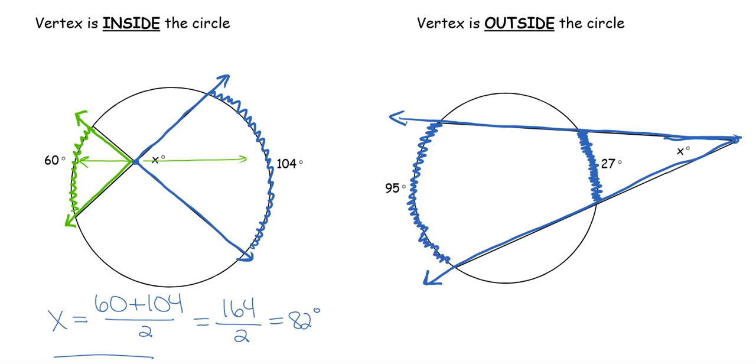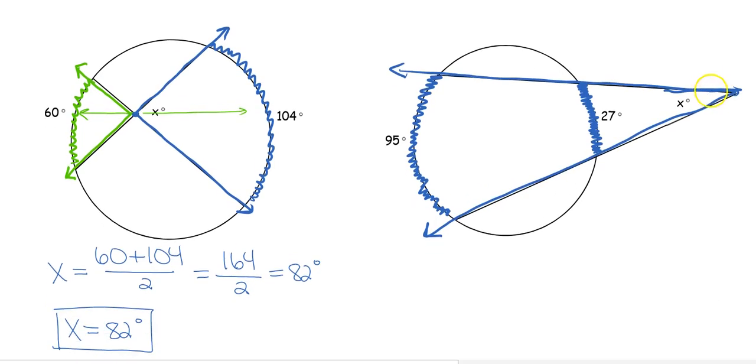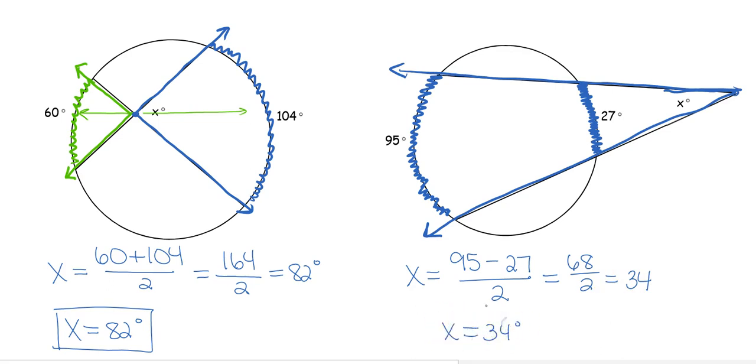Now our formula for this one is very similar to the last. When it is outside, that missing vertex angle is the big intercepted arc minus the small intercepted arc, cut in half. So big arc minus small arc, cut in half. 95 minus 27 is 68. Cut in half is 34. So that missing angle there is going to be 34 degrees.